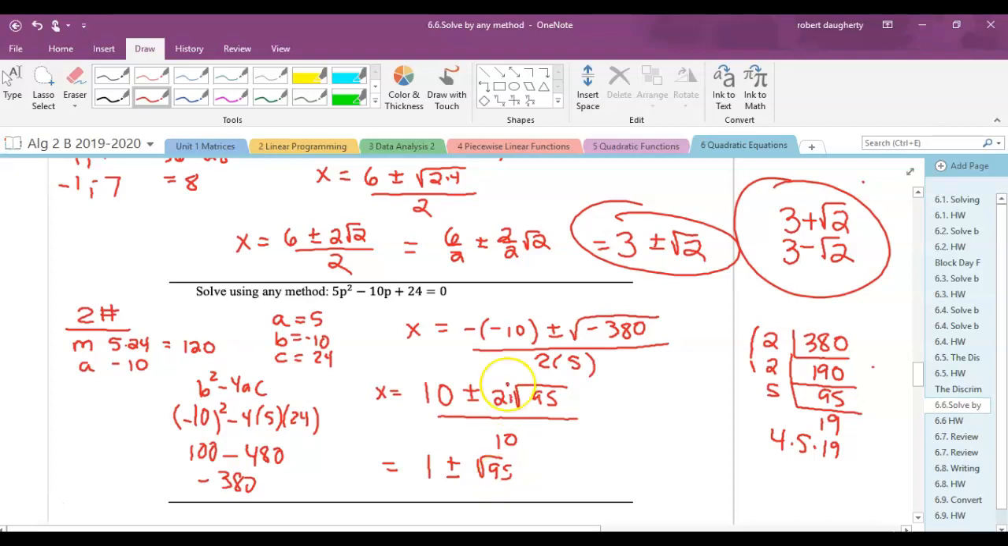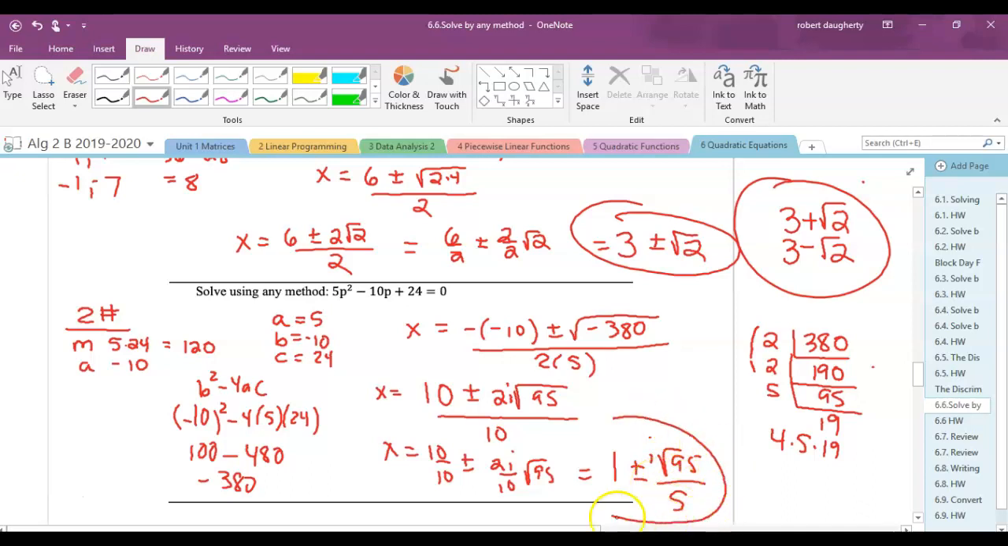So there's an i, and back up. So you've got 10, so x is equal to 10 over 10 plus or minus 2i over 10 times the square root of 95. So this is 1 plus or minus the square root of 95 times i over 2 over 10 is 1 over 5. Is there a question?